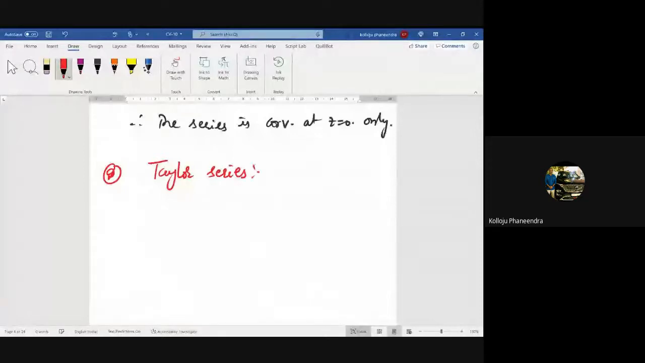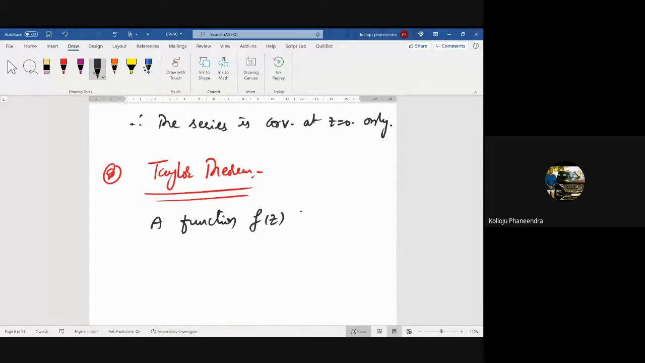In real variables also there is a Taylor series. Now in complex variables, when you say Taylor's theorem or Taylor series, the statement is: a complex function f of z that is analytic. See, what is the condition? It should be analytic inside a circle, |z - z0| = r.